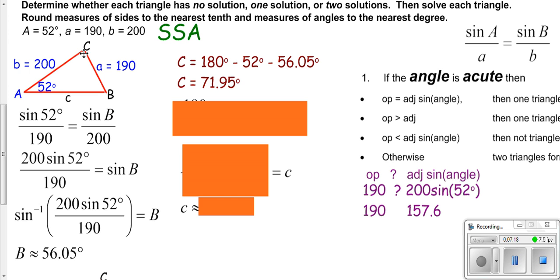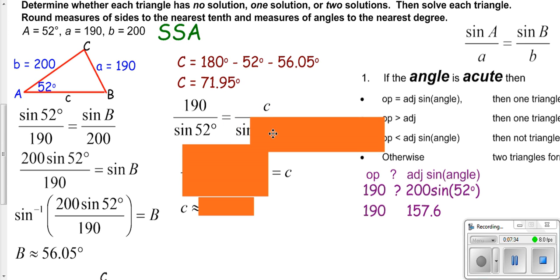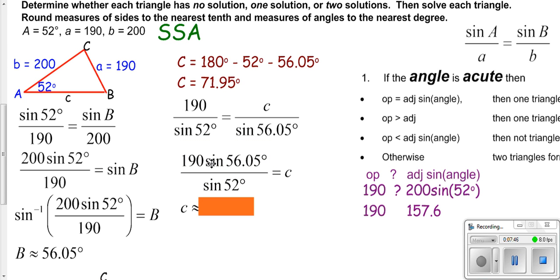Once I know what this angle is, I can use law of sines to figure out that opposite side. Looking for a side, I want my sides on top. I'm going to take what I knew, the 190 over the sine of 52, equaling that C I'm looking for over the sine of angle C, which I said was 56.05. Then I have to get C by itself, so I have to undo dividing by the sine of 56.05, so multiply by it. I type it into my calculator. So for the first situation, I solved it. I now have my B, my C, and my angle C.